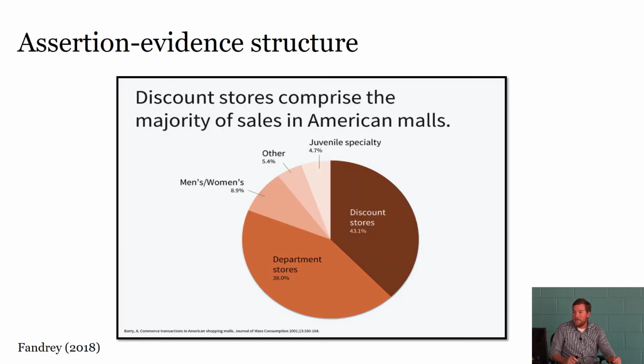So here, discount stores comprise the majority of sales in American malls. Now that's taking the graphic and pulling information out of it, right? That is an actual assertion. So this would be a good example of using the assertion evidence strategy effectively. Think of it as a headline and not a caption, right? You don't want to describe it, you want to make an assertion about it. So we want headlines and not captions.